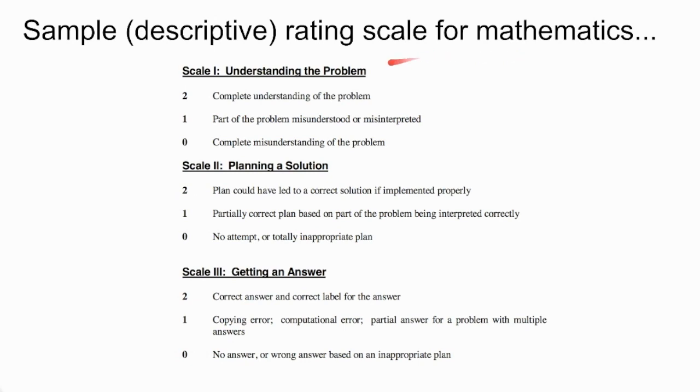There are 3 categories of skills that this teacher is hoping to help his or her students develop. They include understanding the problem, planning a solution, and getting an answer. You can see numeric values ascribed to each of the performance categories. 2, if there's a complete understanding of the problem. 1, if part of the problem is misunderstood or misinterpreted. And 0, if there's a complete misunderstanding of the problem.